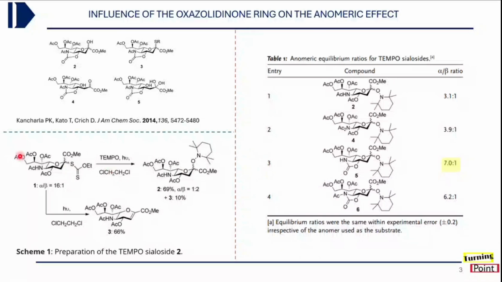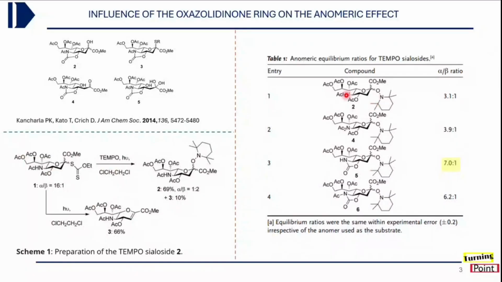Then, to see whether any effect is there on the donor itself, they kept the donor in light. After some time they observed the elimination product, but there is no change in the anomeric ratio of alpha to beta. So they synthesized various derivatives of this TEMPO coupled sialoside.